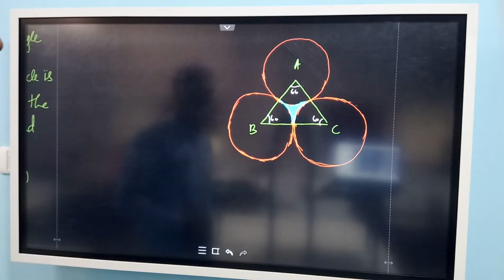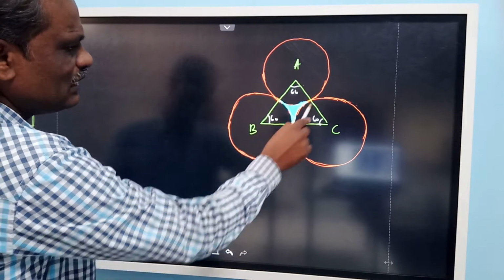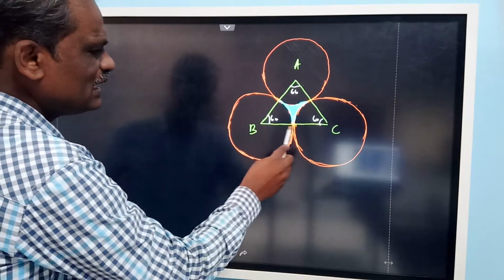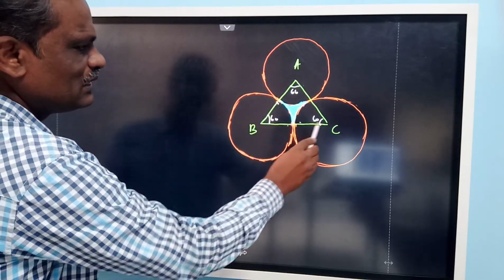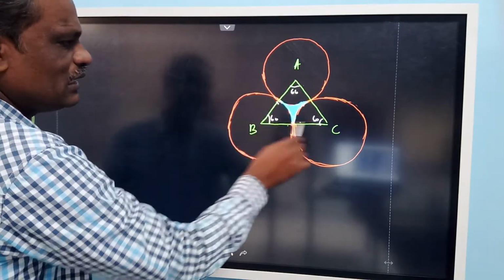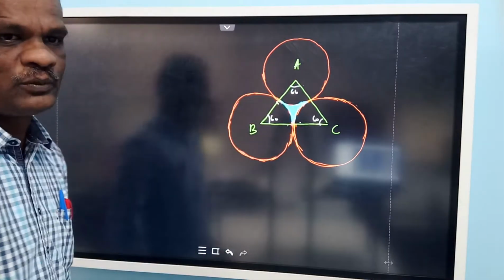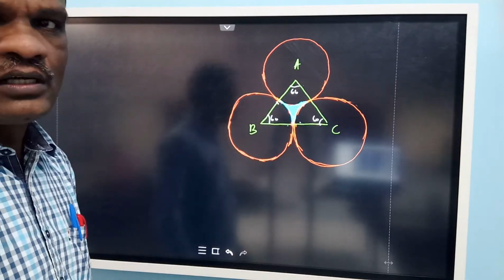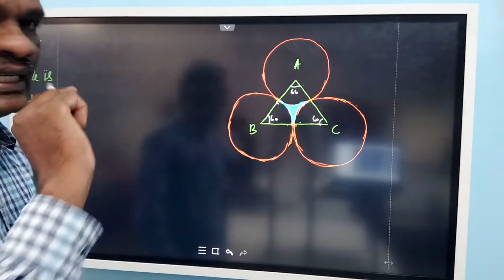Now, they have not given the area of this sector or that sector. We need the radius. This is a sector, part of the circle. This is another sector, and this is another sector. From the area of this triangle, if you subtract these three sectors, you will get the area of the shaded portion. To get the area of the sectors, we need the radius. So how to find the radius? You have to find the side of triangle ABC.